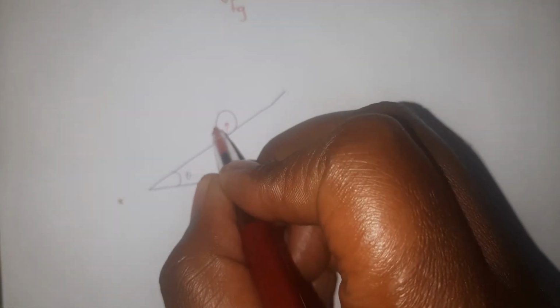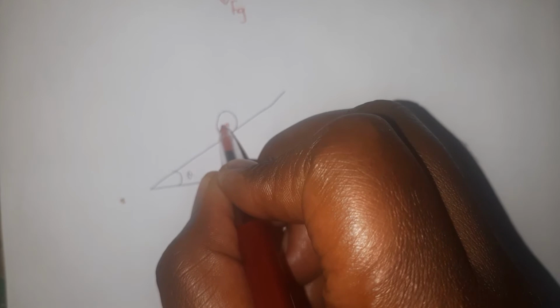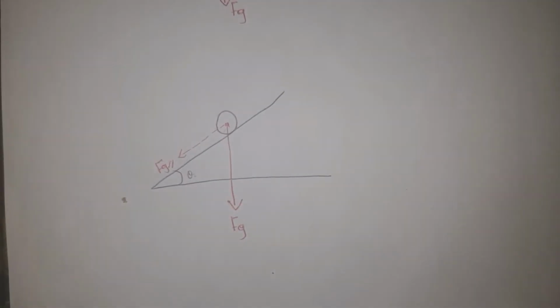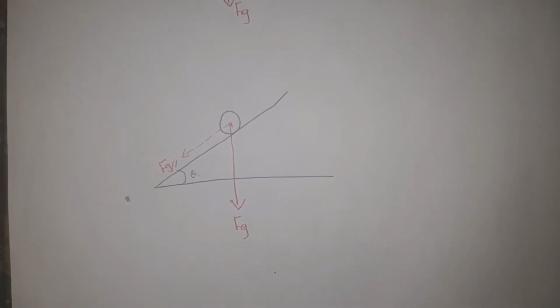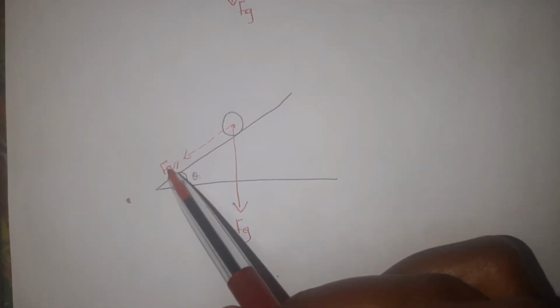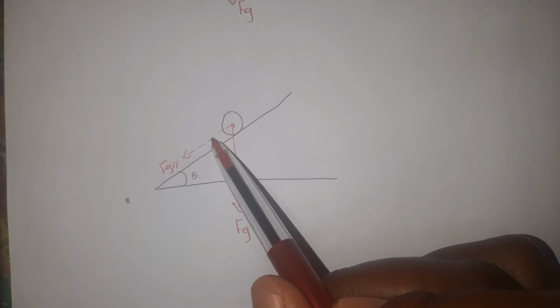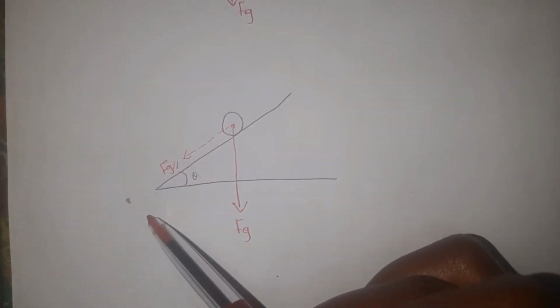So this is our force, FG parallel. I hope you can see, guys. FG parallel causes the ball to accelerate downwards.